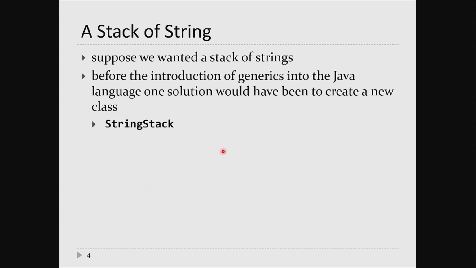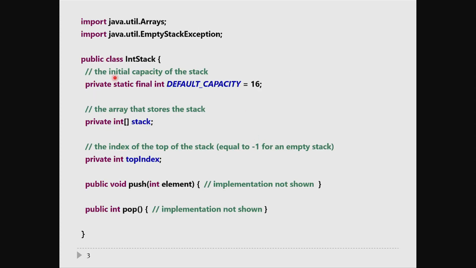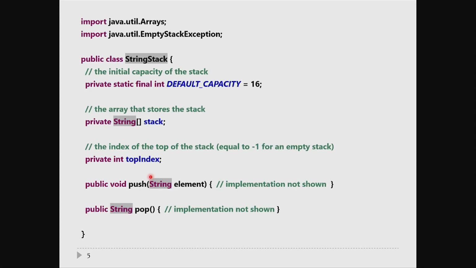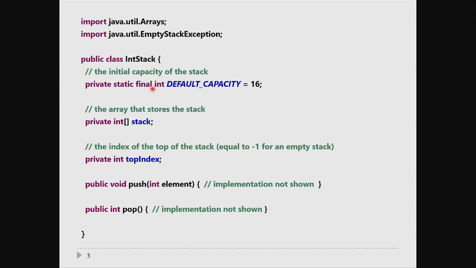Now stacks are pretty useful in general, and as the implementer of the stack class, you don't know what people are going to want to put on the stack. For example, suppose you wanted a stack of strings. Before the introduction of generics into the Java language, one solution was to make a new class. I've already got a class that can hold ints, so now I'm going to make a second class that can hold strings. So you go back and look at your IntStack class, and start to change stuff so that it can hold strings.